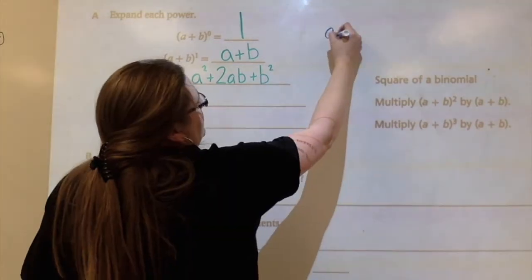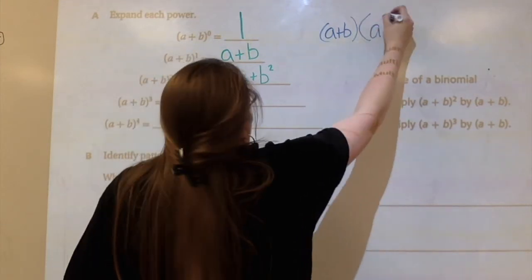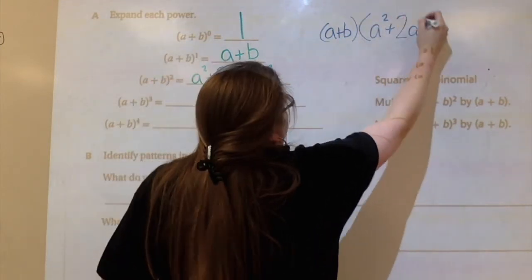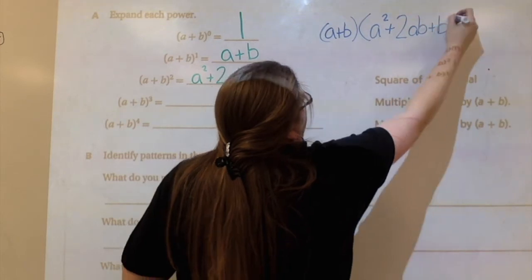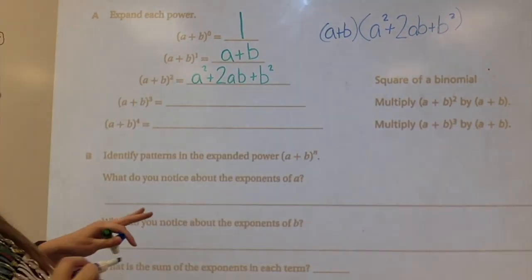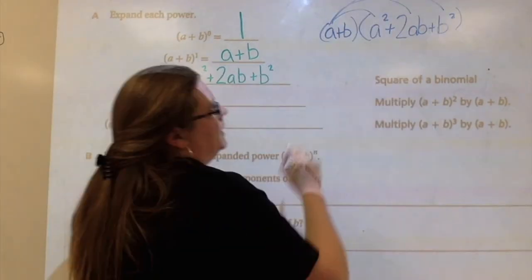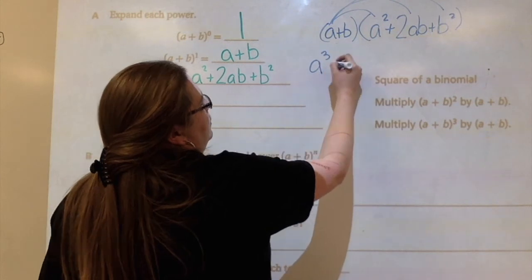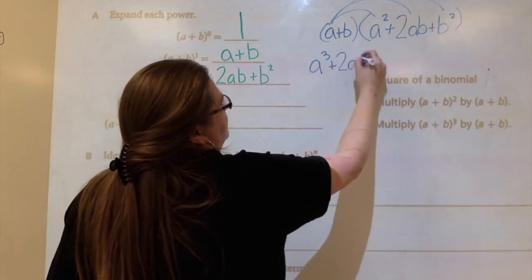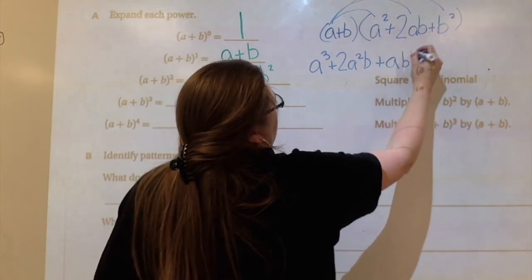A plus b times a squared plus 2ab plus b squared. Also, hope that you can hear me a little bit better this time. I'm trying to talk louder. So I'm going to start by multiplying my a times every piece: a cubed plus 2a squared b plus ab squared.